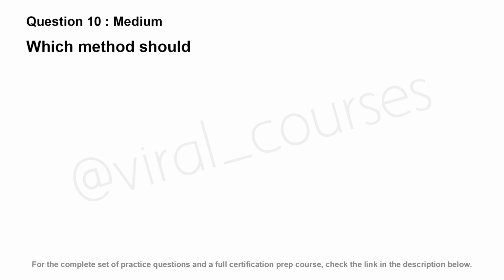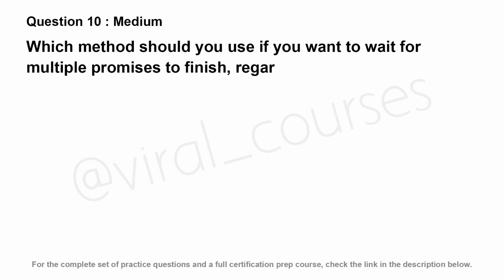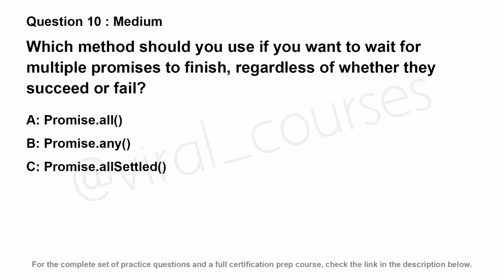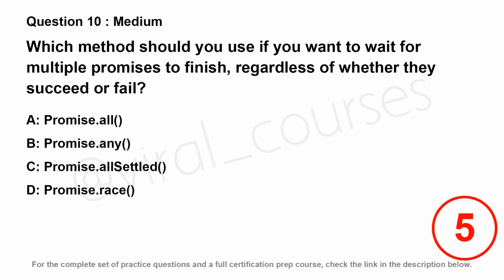Which method should you use if you want to wait for multiple promises to finish, regardless of whether they succeed or fail? Option A. Promise.all. Option B. Promise.any. Option C. Promise.allSettled. Option D. Promise.race.